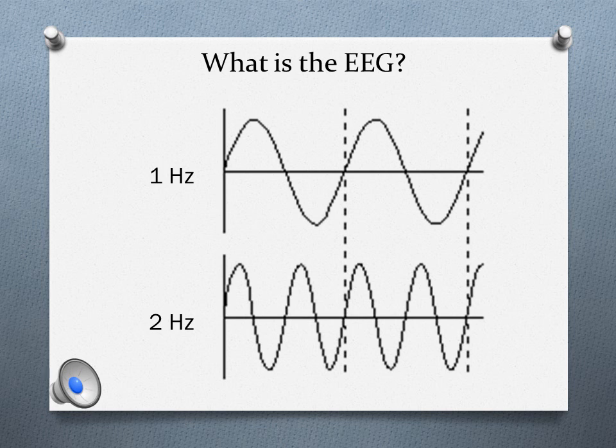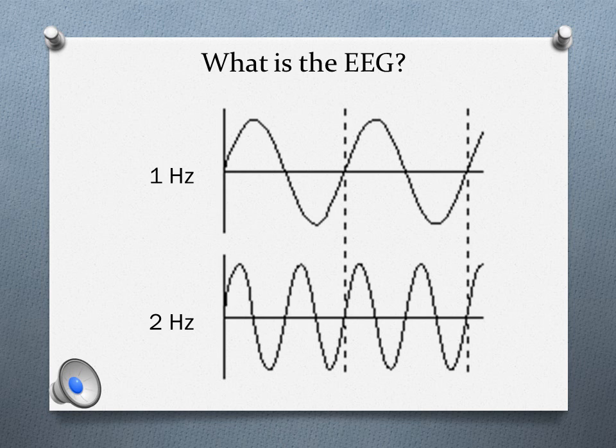We're now ready to talk about what is the EEG. If you look at this diagram here, you can see that the 1 Hertz wave is twice as long as the 2 Hertz wave. EEG is measured in Hertz, which are cycles per second. So the dotted lines going down are 1 second intervals. So the top one, 1 Hertz, the wave starts and finishes within the second only 1 time. And so that would be 1 Hertz.